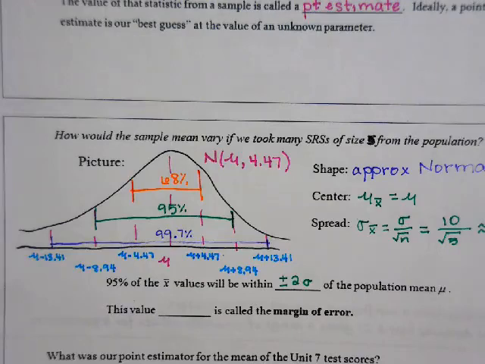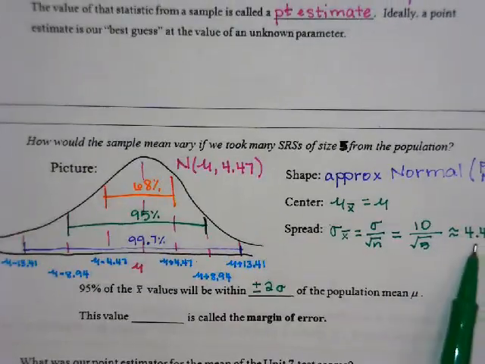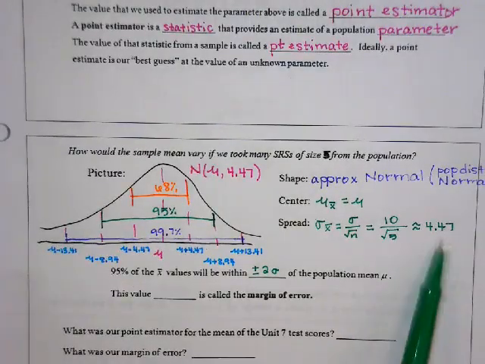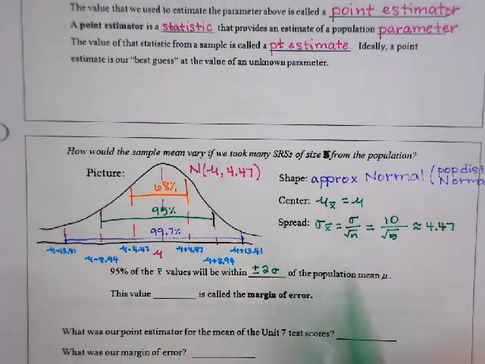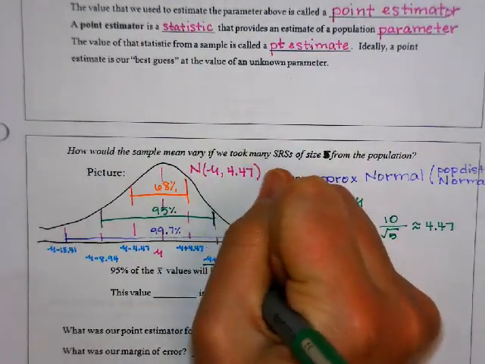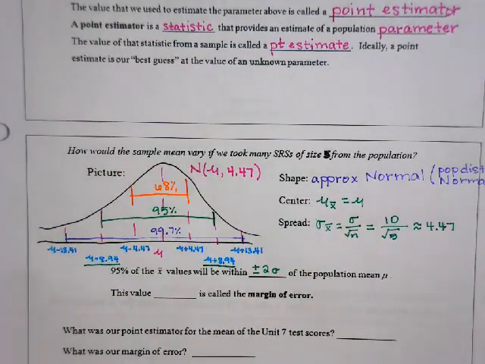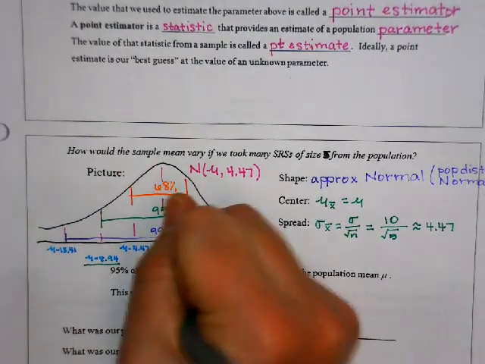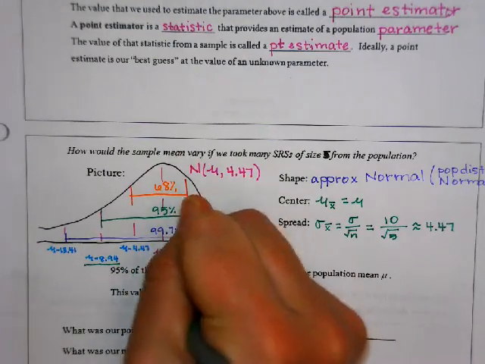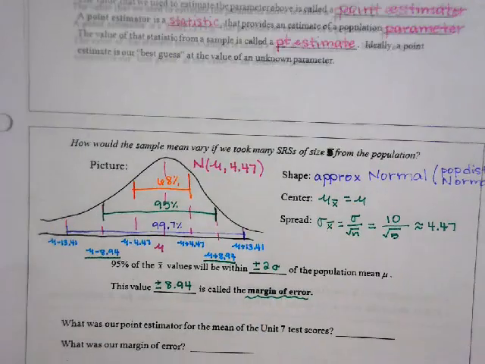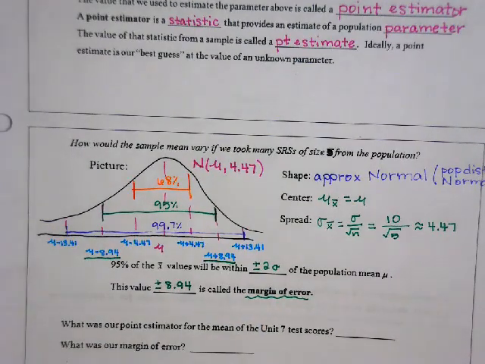We know that our standard deviation is 4.47, and when we multiplied that by 2, we added 8.94 and we subtracted 8.94. So when we add or subtract 8.94, that value is known as the margin of error. And it's 2 standard deviations, because we're looking at 95%.